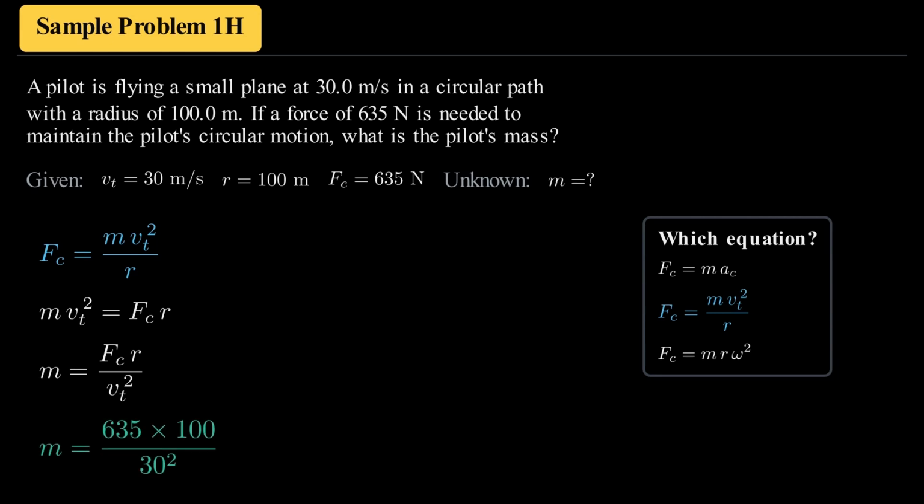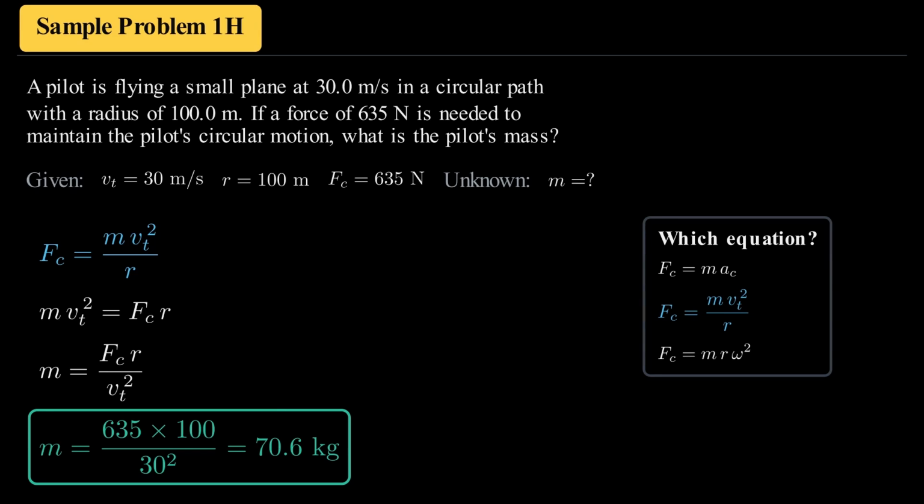So mass is equal to Fc is 635 multiplied by r is 100 divided by vt is 30, so that is going to be 30 squared. Calculated and you're going to get 70.6 kilogram.